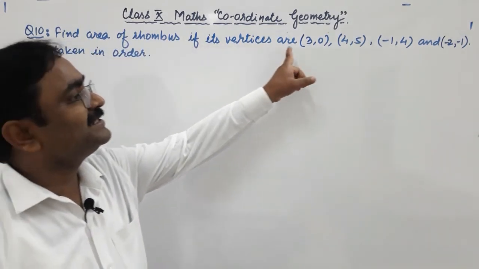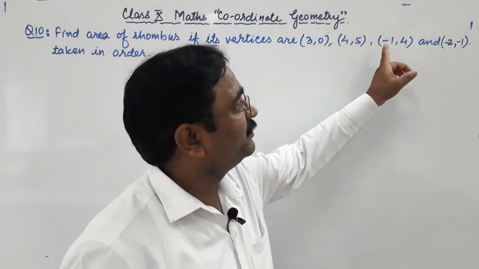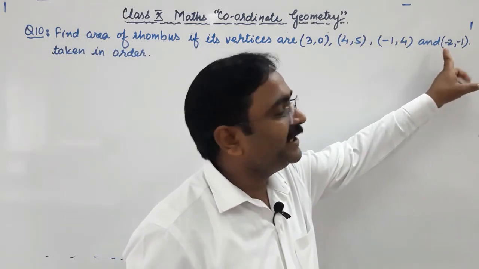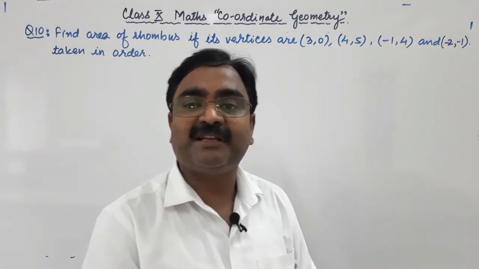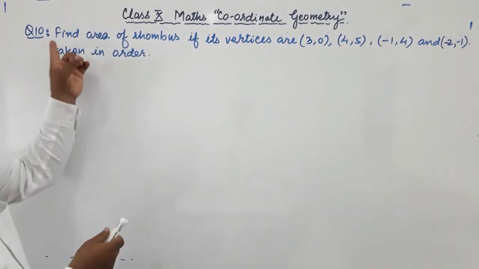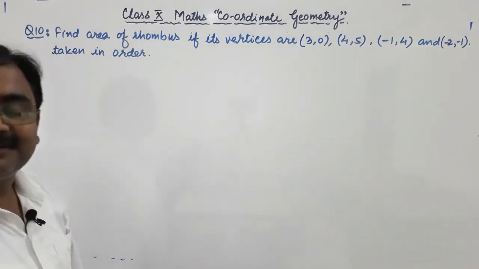if its vertices are given as (3, 0), (4, 5), (-1, 4) and (-2, -1). Means the coordinates of the vertices of the rhombus are given. We need to find out the area of this if these vertices are taken in order.